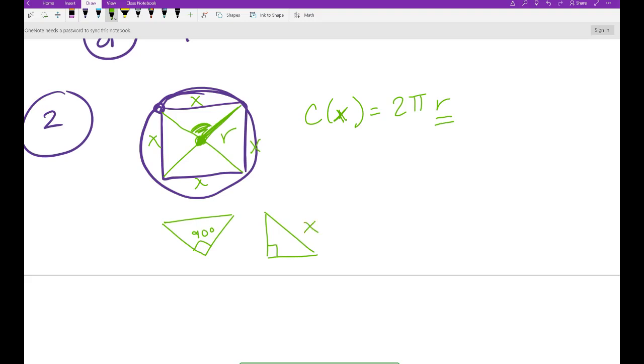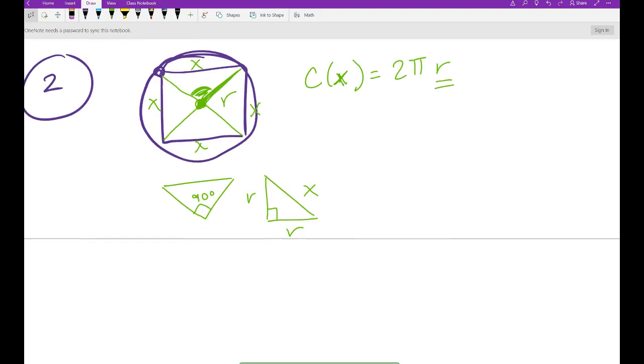X. Can I write X right there? What are the two sides then? R. That's right. R. Is this 45, 45, 90? Yeah. Yes. So definitely use the shortcut if you remember. Can I use Pythagorean theorem? Sure. Here we go. R squared plus R squared equals X squared. How many R squared is that? 2R squared. 2R squared equals X squared.